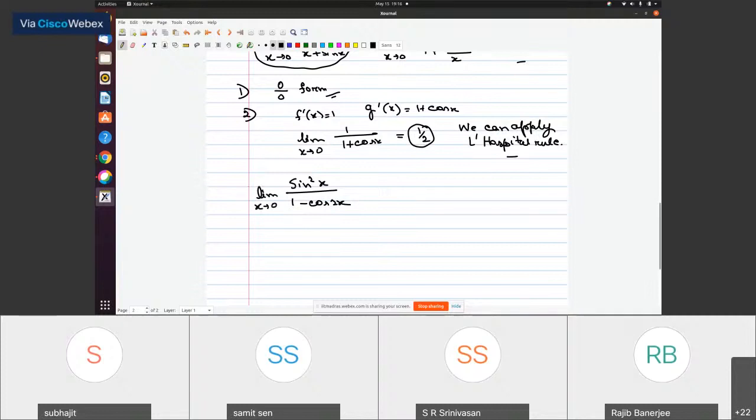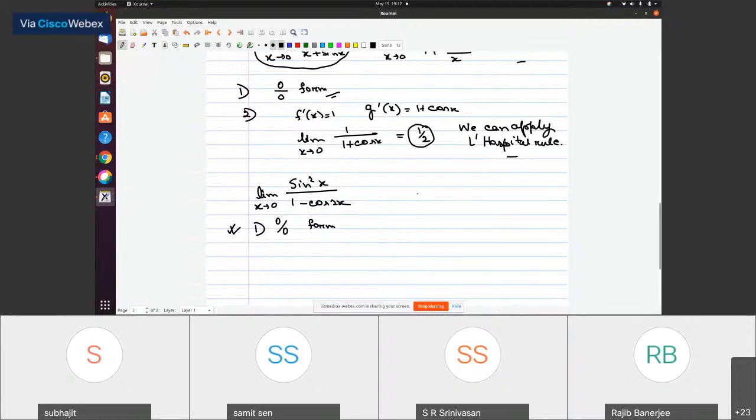Okay, so here also we can apply the rule. First we have to check whether it is in indeterminate form, right? Is it in 0 by 0 form? Yes, because as x extends to 0, sin square x is 0, and cos 2x is 1. So 1 minus 1 is 0. So it is in this form. So the first condition is satisfied, right?